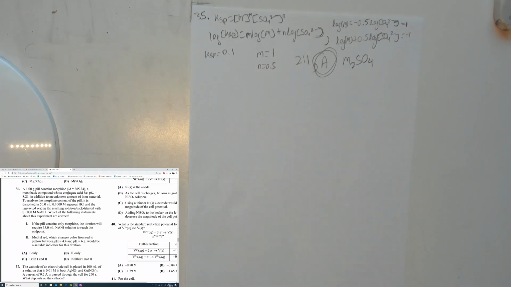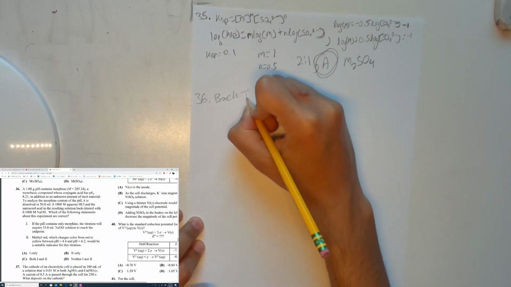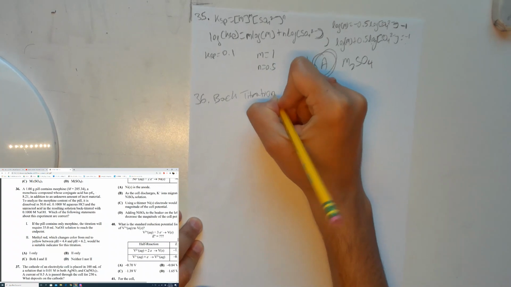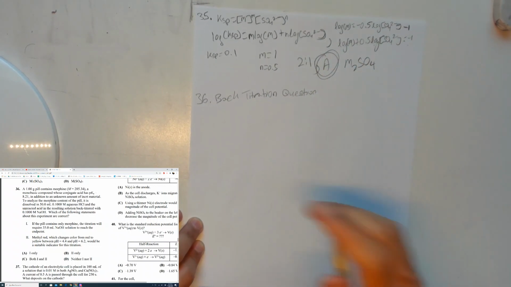Alright, 36. So 36 is a back titration question. So let's begin.